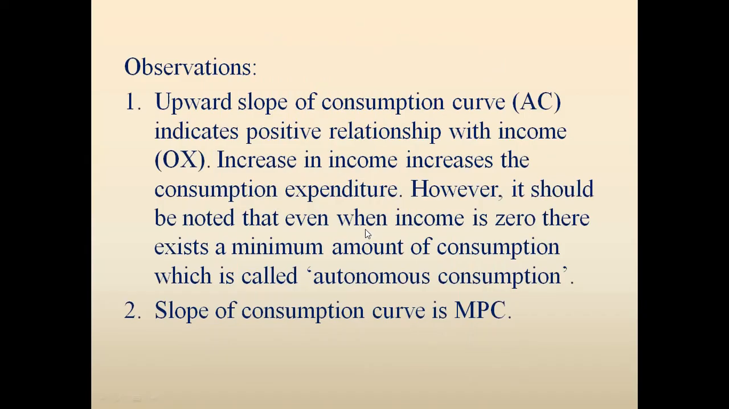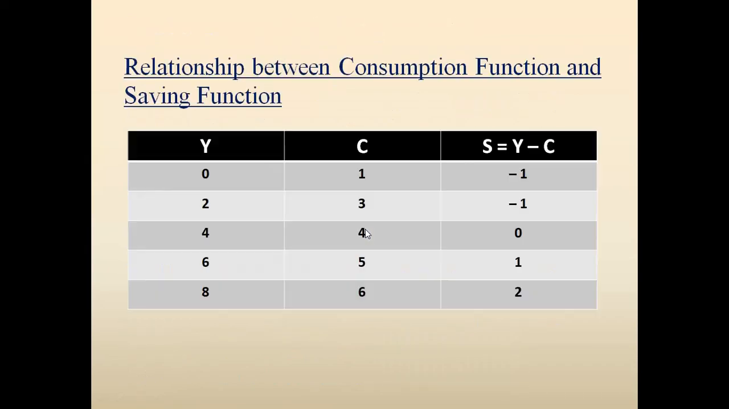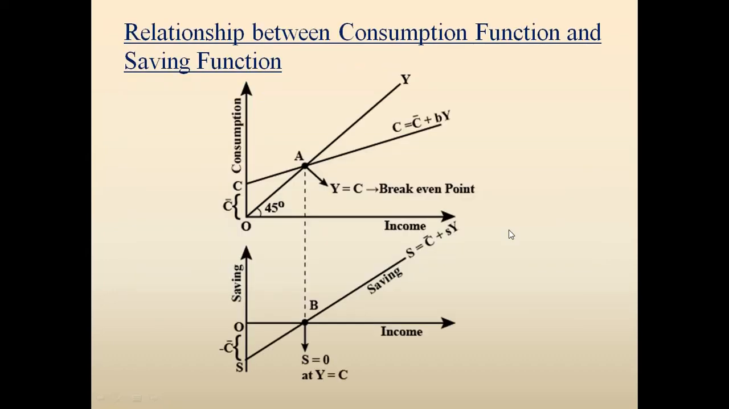So let me just take you to this schedule one more time. When income Y is equal to C, then your saving will be 0, and this point is also known as a break-even point. So when Y was equal to C, your saving will be 0 out here. But now you can see at this point.